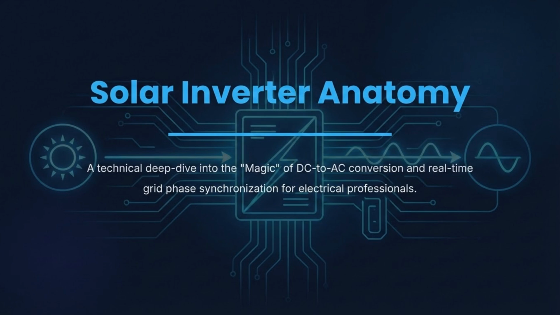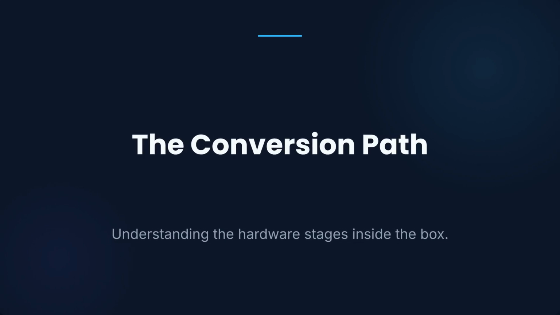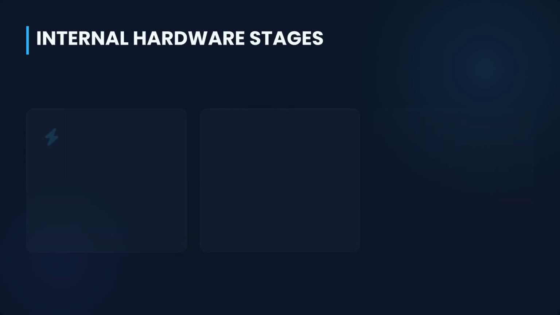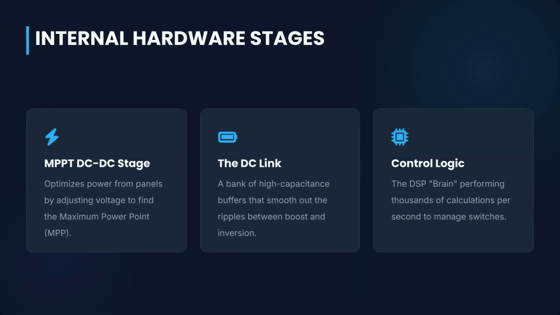Welcome to this technical deep dive into the anatomy of a solar inverter, focusing on DC to AC conversion and real-time grid phase synchronization for electrical professionals. We will trace the conversion path, understanding the internal hardware stages that transform raw DC power from the panels into utility-grade AC. The process begins with the MPPT DC-DC stage, which optimizes power.